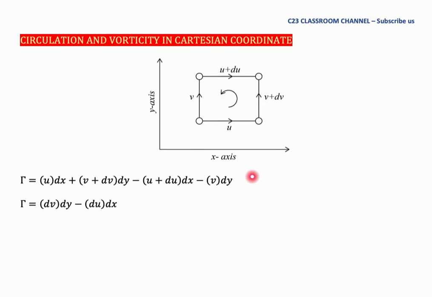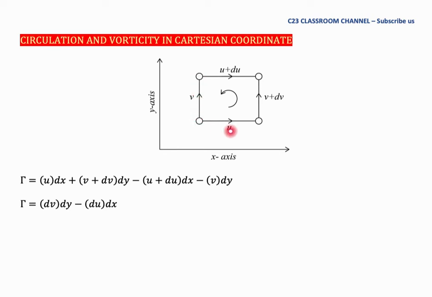And this is the discussion about circulation and vorticity in Cartesian coordinates. First, you need to draw a diagram like this. You have rectangular coordinates like this. This coordinate actually shows the molecule moving in the u direction, which is u here, and also the velocity in the y direction here.